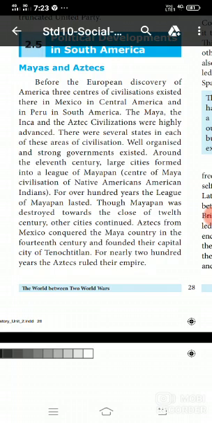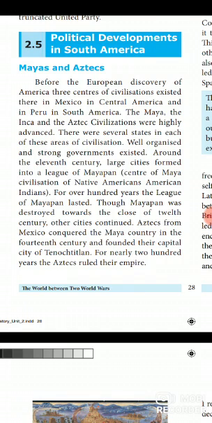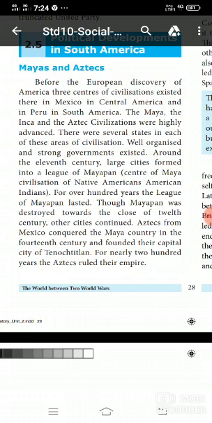Around the 11th century, large cities formed into the League of Mayapan, the center of Maya civilization of Native American Indians. The League of Mayapan lasted for over 100 years. Though Mayapan was destroyed towards the close of the 12th century, other cities continued. Aztecs from Mexico conquered the Maya country in the 14th century and founded their capital city of Tenochtitlan. For nearly 200 years, the Aztecs ruled their empire.